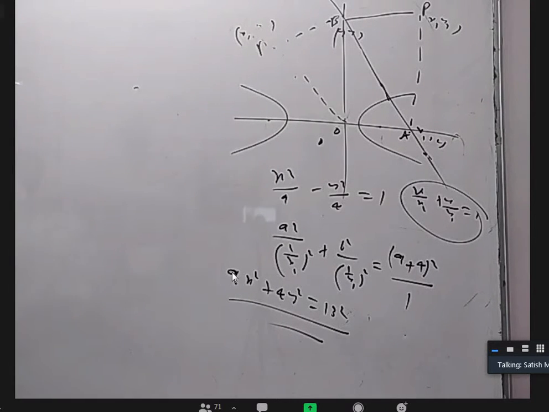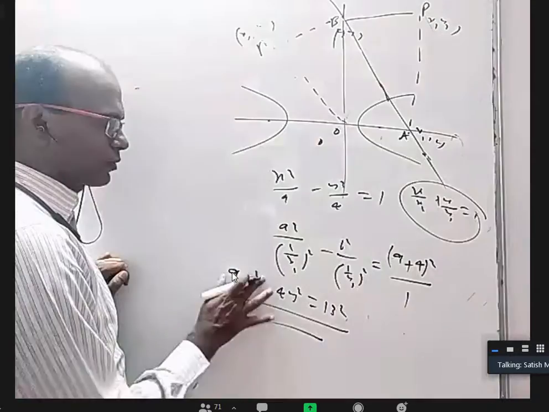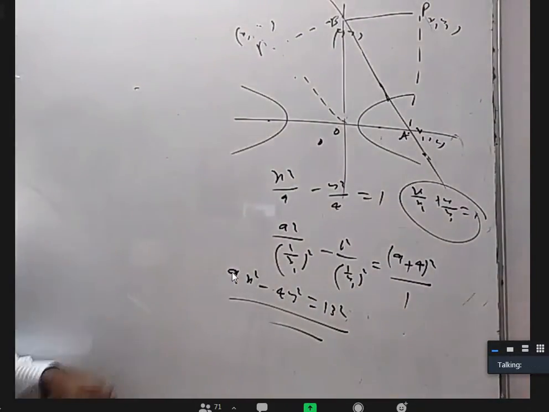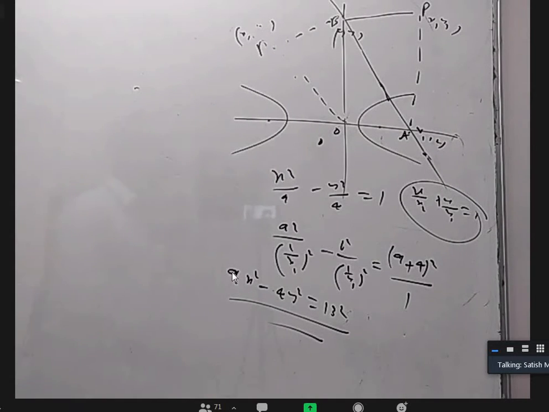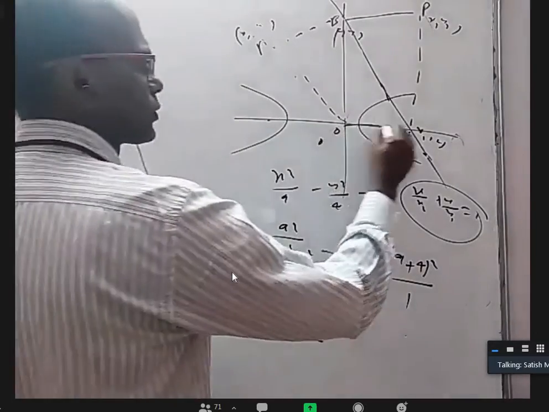It is D only because the formula is this: a square by L square minus b square by m square equal to a square plus b square whole square by n square. Right? Okay. So it is OA PB only, not OA BP. What if it is OA BP? Let us do it.